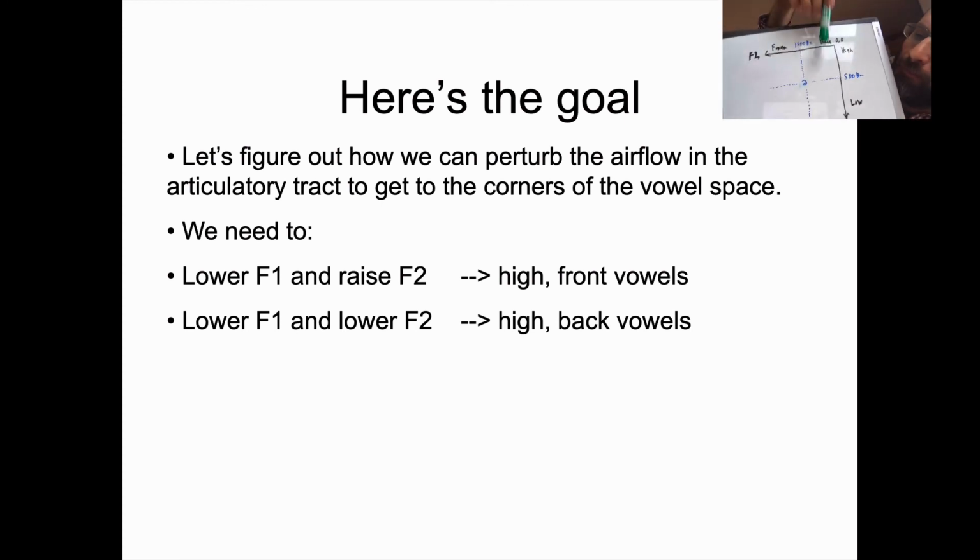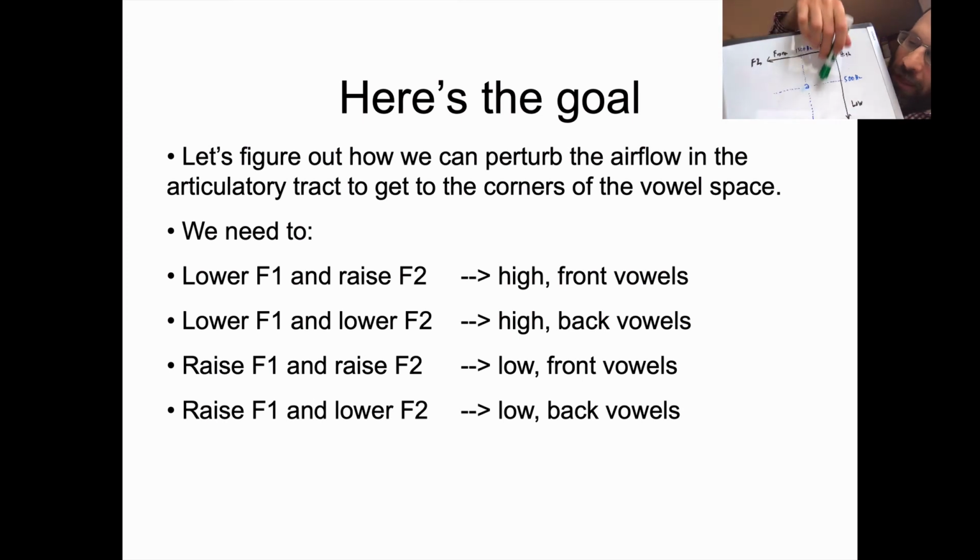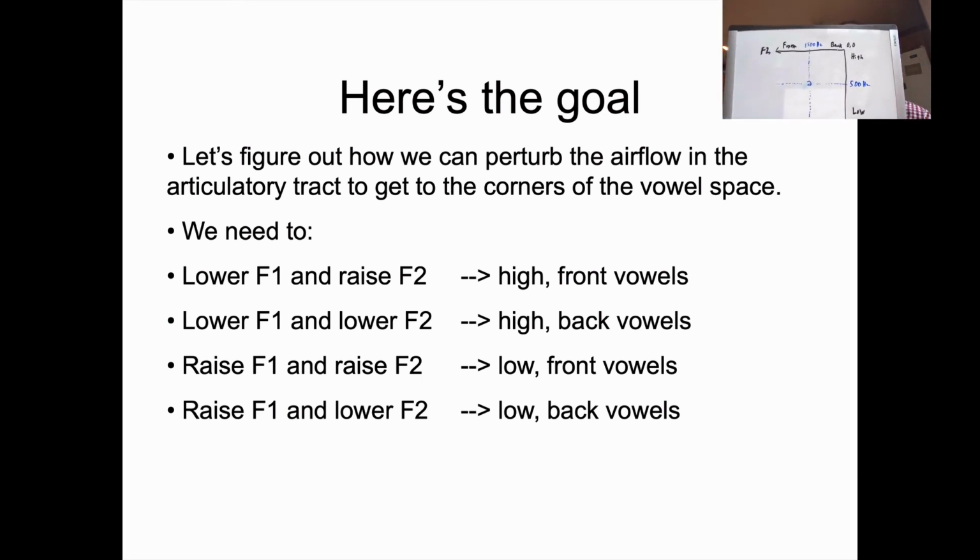Similarly, if we want to go to a high back position, I just bonked myself in the face. If we want to go to a high back position, then we need to lower F1 and also lower F2, going from schwa as a starting point. If we want a low front vowel, we go in the opposite direction and raise both formant frequencies, raise F1, raise F2. And if we want to go low back, we need to raise F1 and lower F2, right? So we can tweak each of these formant frequencies independently of each other, although there is some interaction.